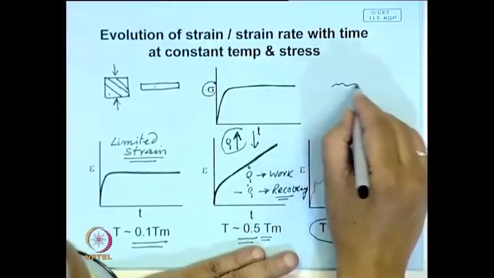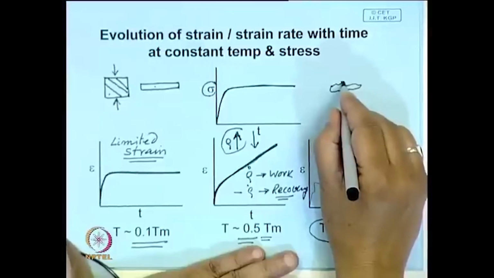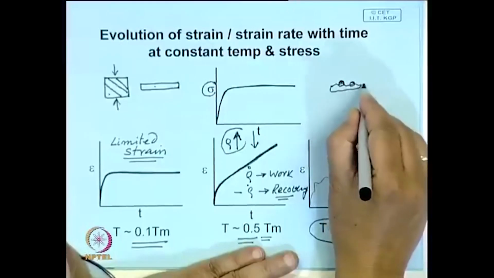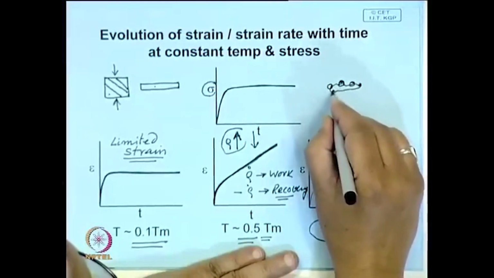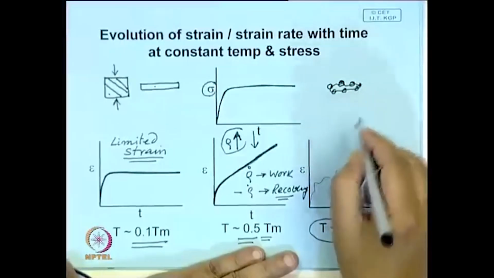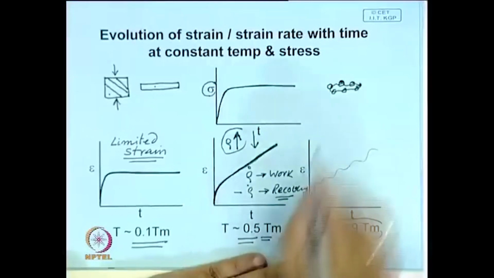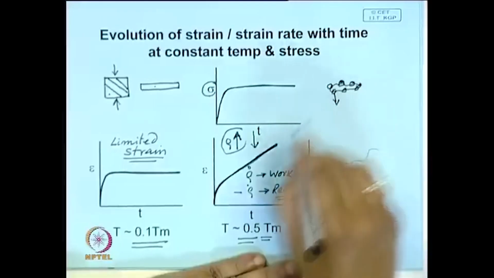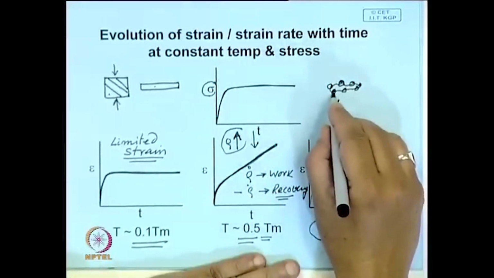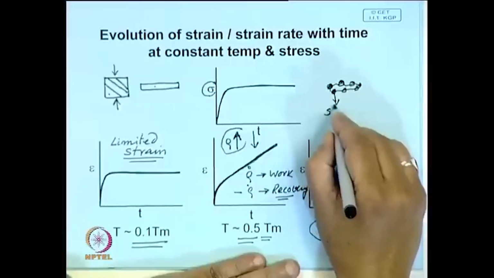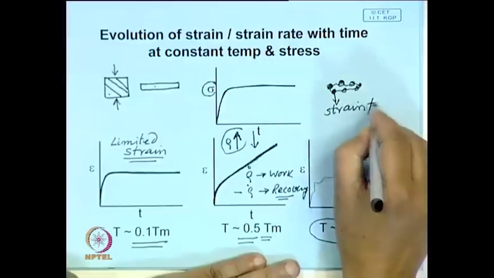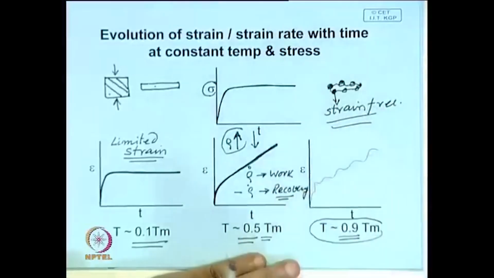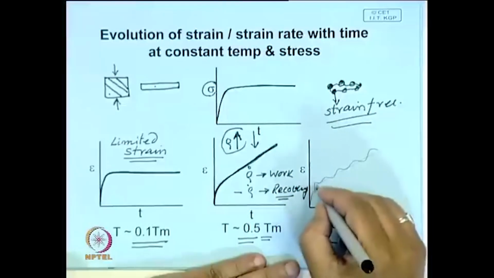Now, alternatively, if you increase the temperature even higher, close to 0.9 Tm, then what happens? The grains get deformed, but because the deformation is so large, simultaneously some new grains start nucleating, and these are strain-free grains. This is called the process of recrystallization. So, during working, the cold worked grains, which are highly strained, are replaced by strain-free grains, and when such grains nucleate, the strength comes down.